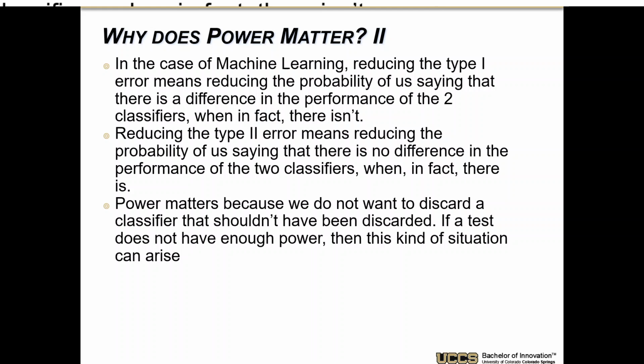So power is really answering the question, how likely are we to discard a classifier that we shouldn't? So is my algorithm actually better and I didn't test it? If a test doesn't have enough power, then this is the kind of situation that can arise.